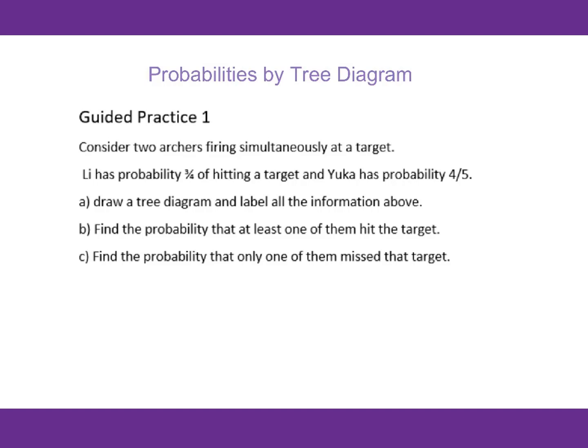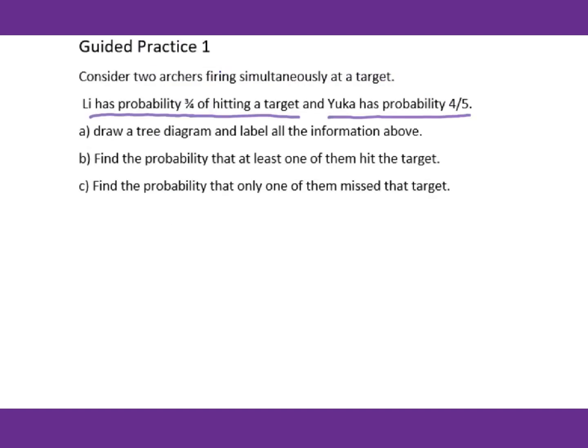Probabilities by tree diagram. Guided practice 1. Consider two archers firing simultaneously at a target. Lee has a probability 3/4 of hitting a target, and Yuka has a probability 4/5. For A, draw a tree diagram and label all the information above.